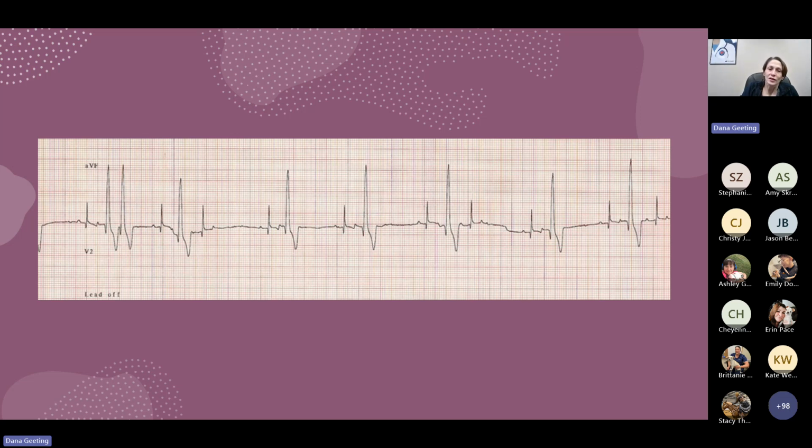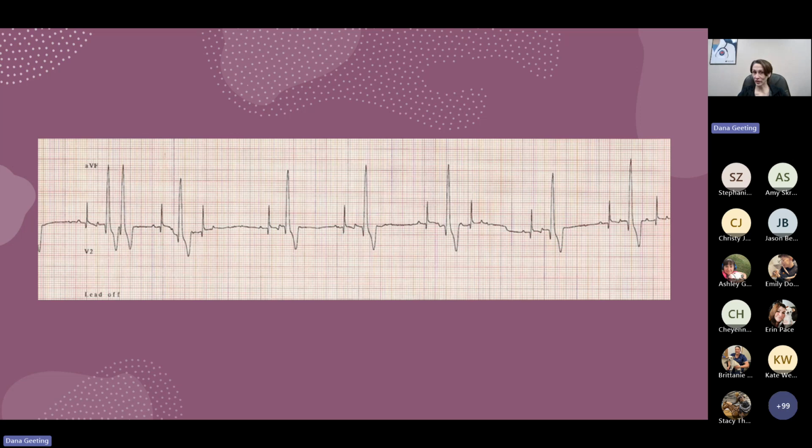All right. So this one can be a little bit tricky too, because for every P wave, again, do we have a QRS complex? There's something that looks different in this strip. What looks different in this strip? VPCs. Correct. Yay. You have your VPCs, or ventricular premature contractions.